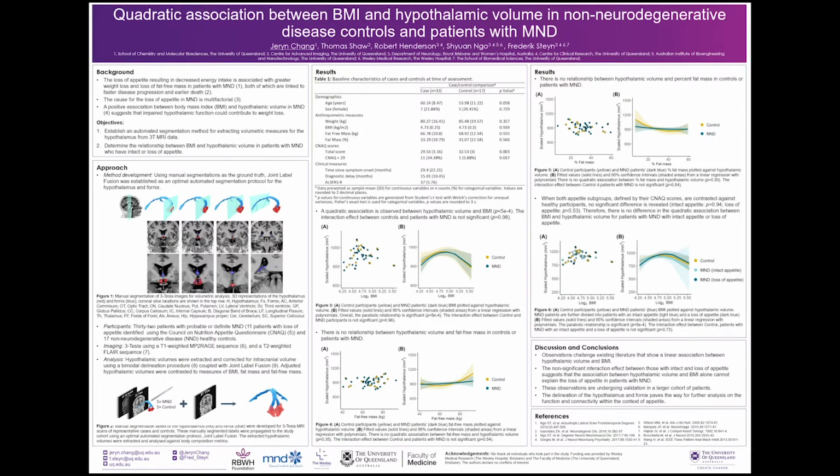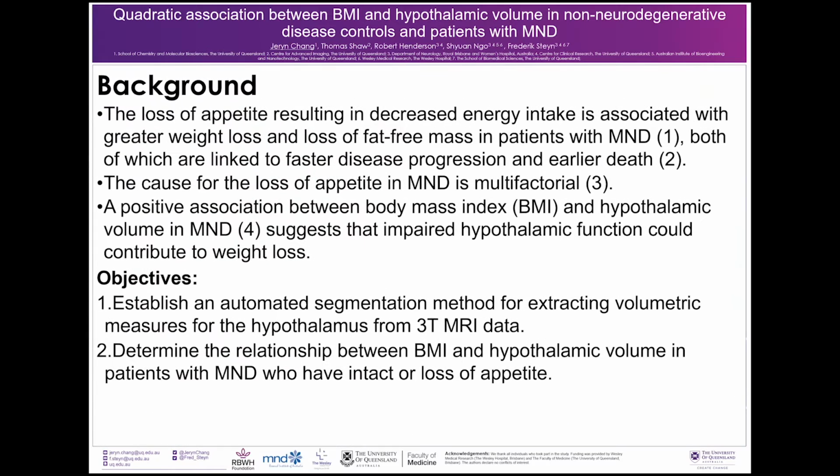In this poster, I'm presenting a quadratic association between BMI and hypothalamic volume in non-neurodegenerative disease controls and patients with MND. The loss of appetite in MND results in decreased energy intake. This is associated with greater weight loss and loss of fat-free mass in patients with MND, both of which are linked to faster disease progression and earlier death.